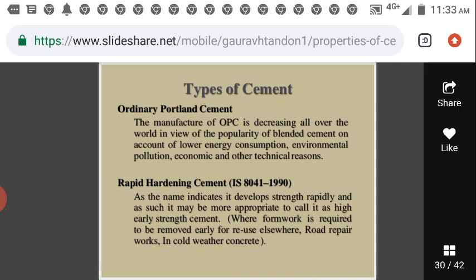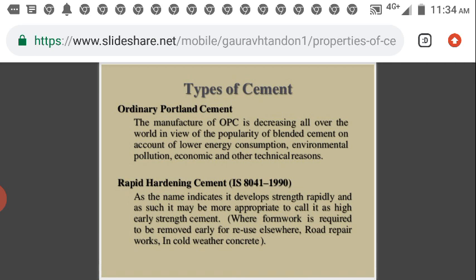So then rapid hardening cement, as the name indicates, develops strength rapidly, and as such it may be more appropriate to call it a high early strength cement, where the framework is required to be removed early for reuse elsewhere. Road repair works, cold weather concrete. I already said that in cold conditions, normally this type of cement is not going to harden. In those conditions we'll use rapid hardening cement.